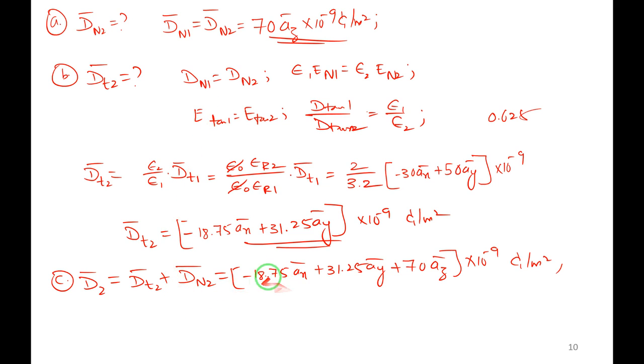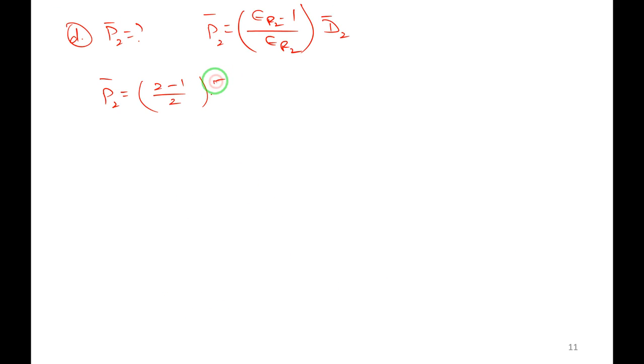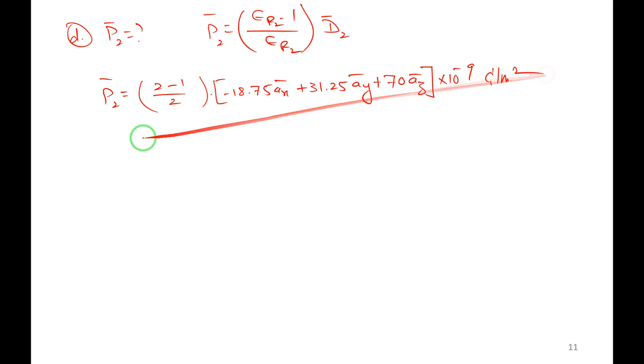So (2 minus 1) divided by 2 into D2 vector. Just now you have written here minus 18.75 ax plus 31.25 ay plus 70 az, into 10 power minus 9 coulomb per meter square, right? So we'll calculate this. So 2 minus 1 is 1, so 1 by 2. Just divide by 2.